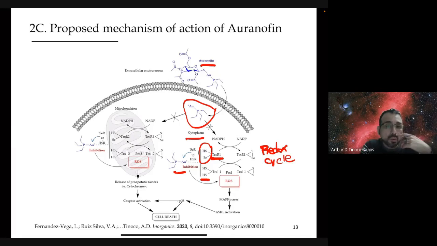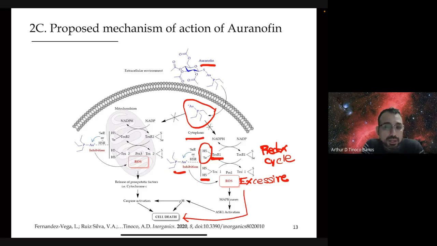So, what is the ramification of this effect? Well, you lose control of this redox cycling process, and that can lead to an excessive buildup of reactive oxygen species. And then that leads to a series of effects that can trigger cell death.